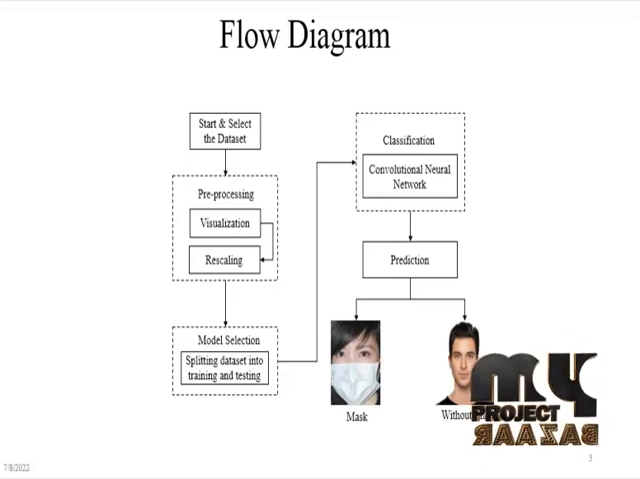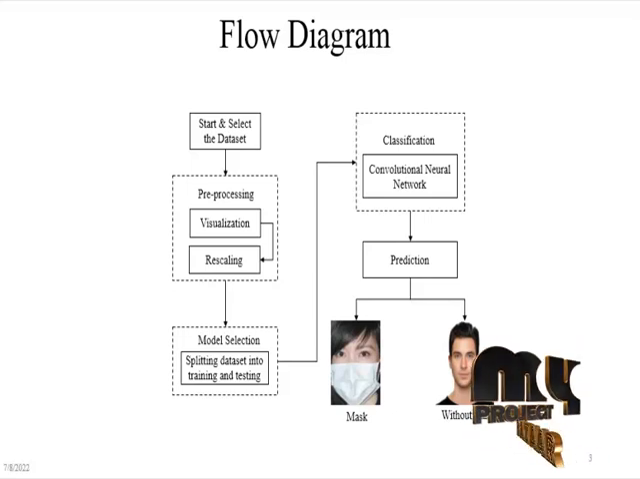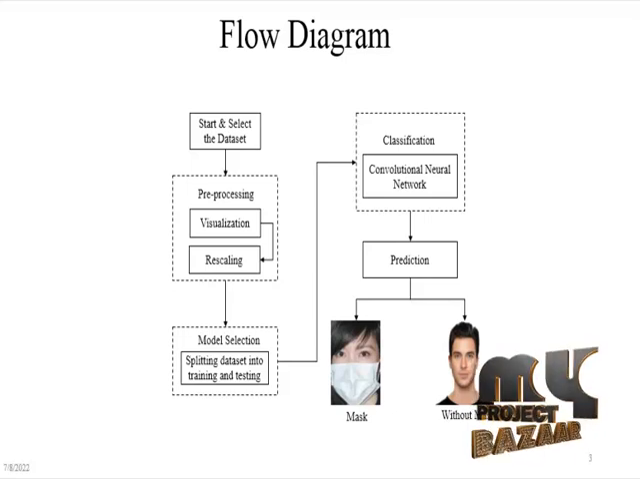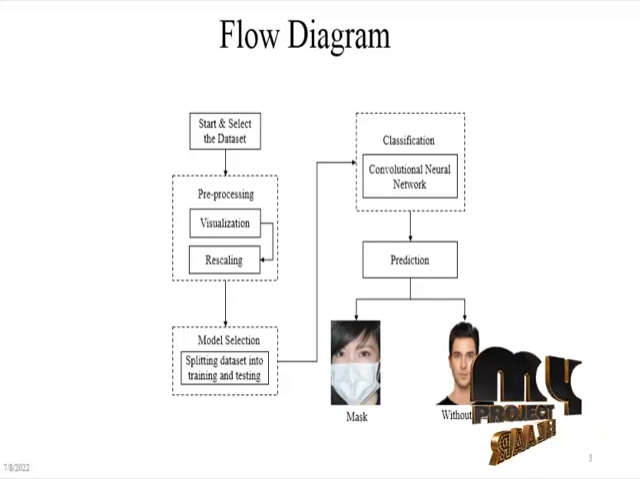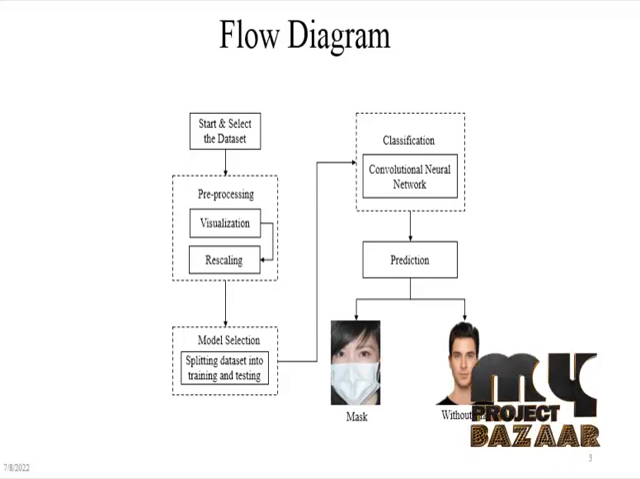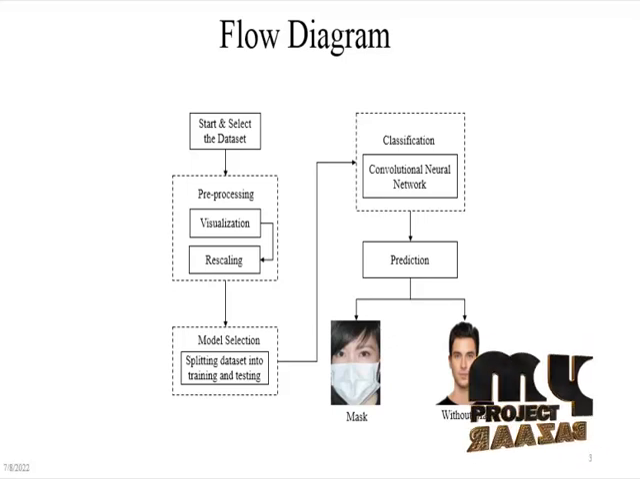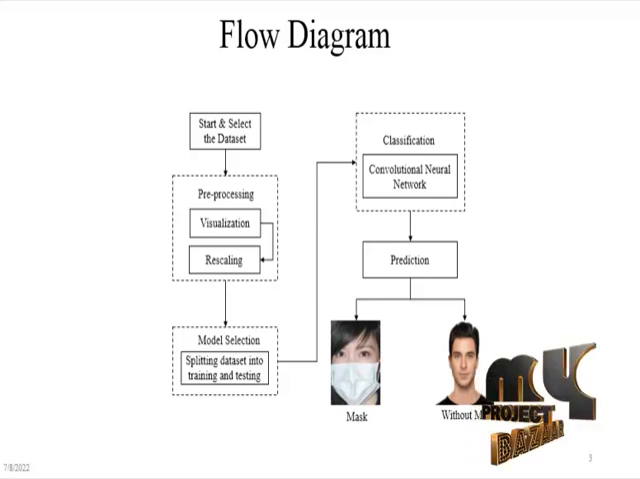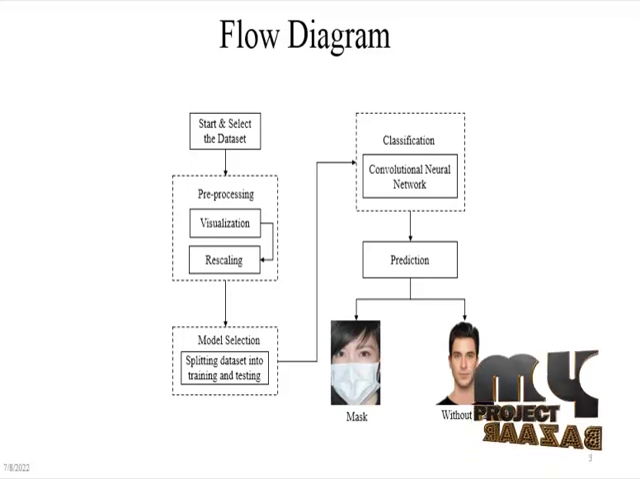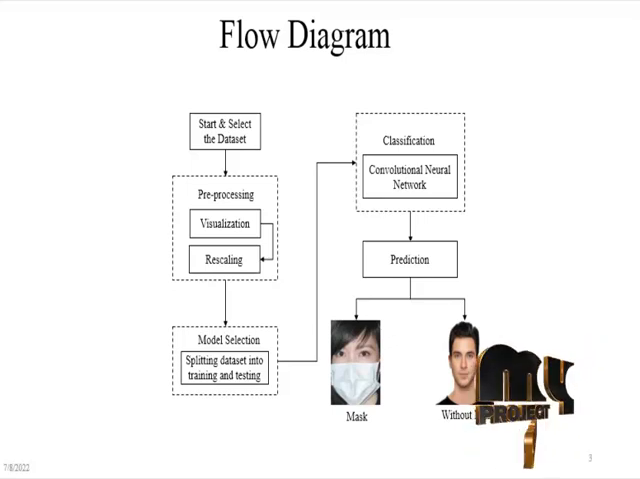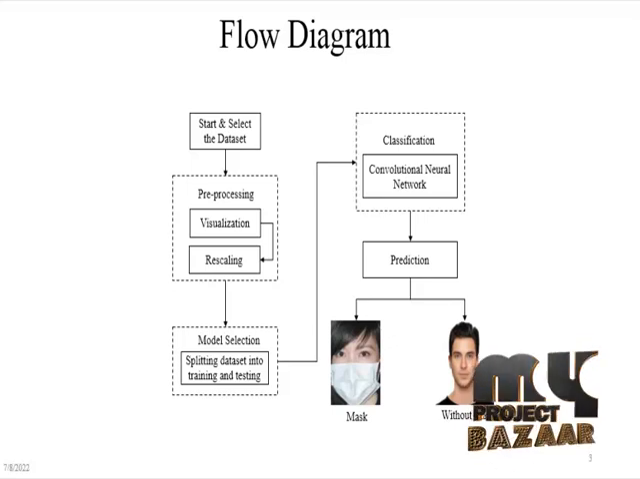In pre-processing, we visualize the sample images of the mask and without mask images and check the minimum and maximum height and minimum and maximum width for every image in the mask and without mask categories, and read all the images, rescale them and convert them into arrays. After converting to arrays, we need to split the data into a training dataset and a testing dataset, and then it goes into classification.